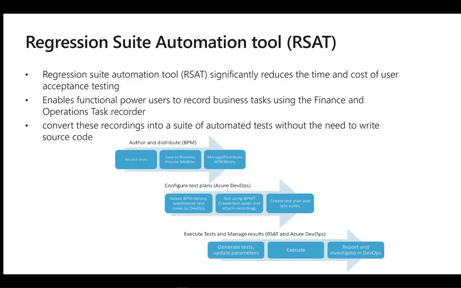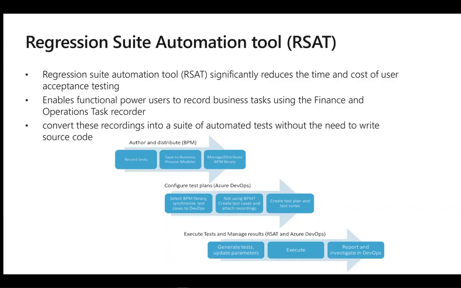The Regression Suite Automation Tool, RSAT, significantly reduces the time and cost of user acceptance testing. User acceptance testing is typically required before taking a Microsoft application update or applying custom code and configuration to our Dynamics 365 Finance and Operations production environment. This tool enables a functional power user to record business tasks using the Finance and Operations task recorder and convert this recording into a suite of automated tests without the need to write source code.